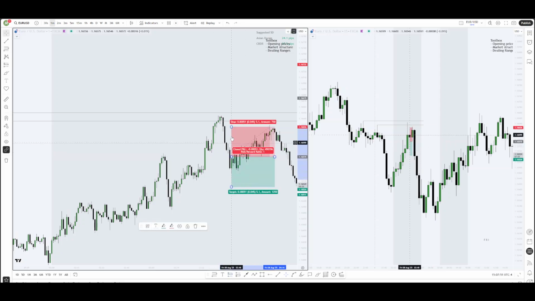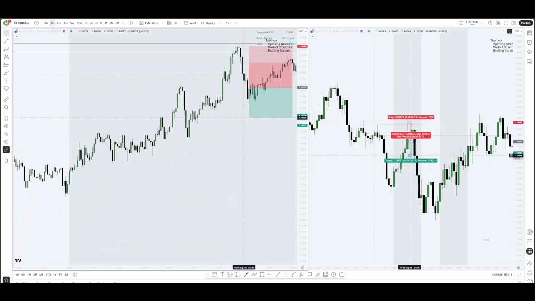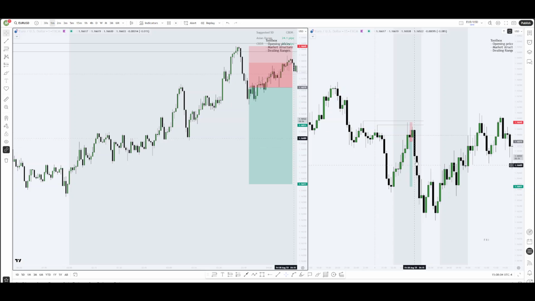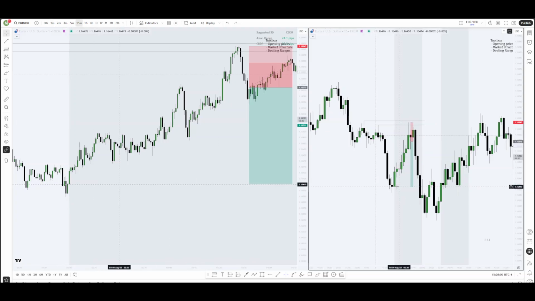So stop loss above the high, and my target obviously was to this rejection block. Why? Well, again, there are no fair value gaps in this leg up, so therefore I target the low of this leg. And as you can see, that played out pretty well.